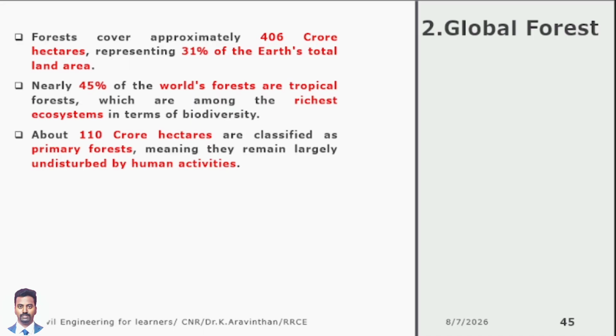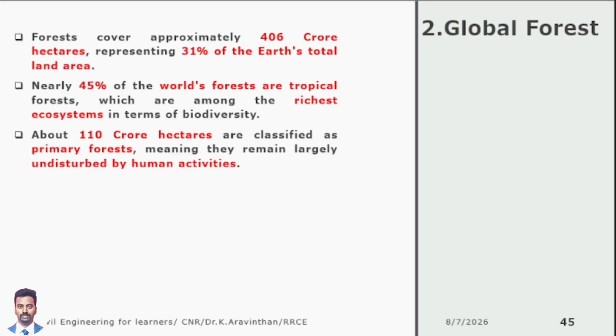Global scenario, how many hectares of land are available? You see 406 crore hectares. In that, nearly 45% of forests are tropical. Forest is not only where you have green trees. If you go to the north of Russia or the north of Canada, you will have a frozen forest. In Brazil you have the Amazon forest, no? That is an example of tropical forest.